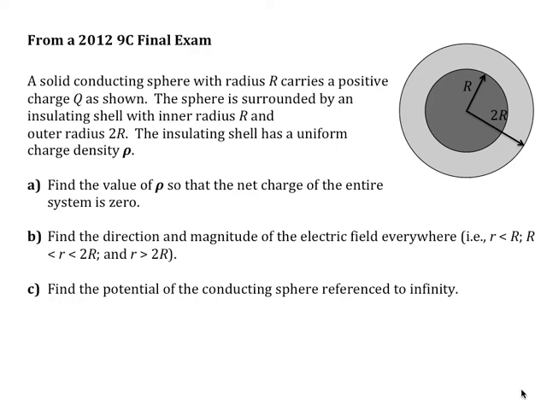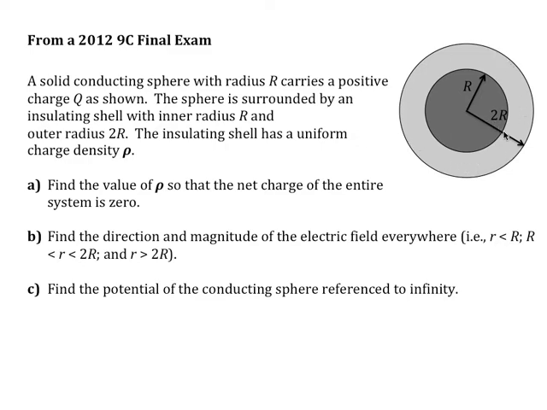So this problem was on a final exam a year ago. The situation is that you have a conducting sphere, a solid conducting sphere of radius R. That conducting sphere has a charge Q on it. And outside this solid conducting sphere is an insulating spherical shell.